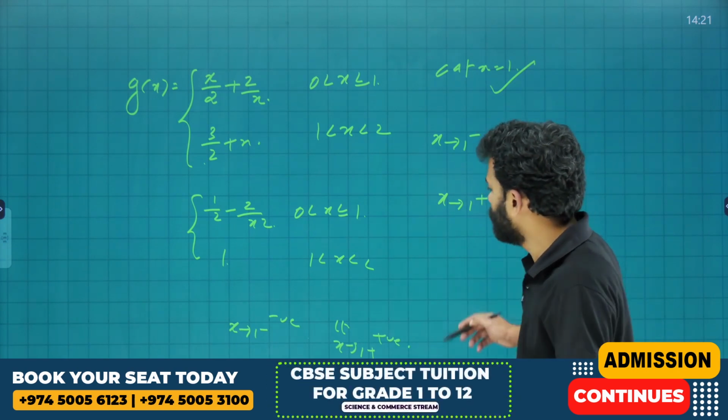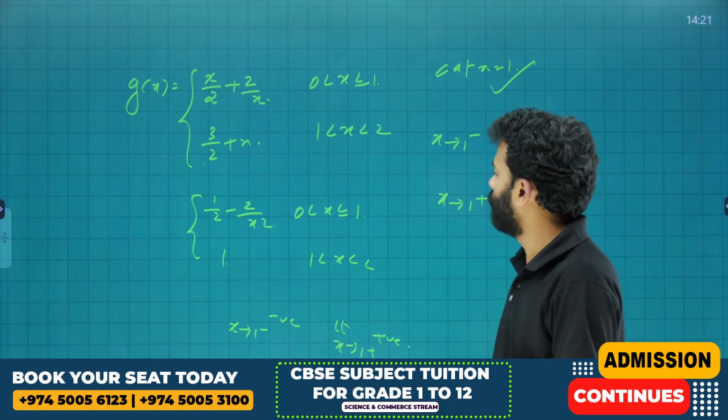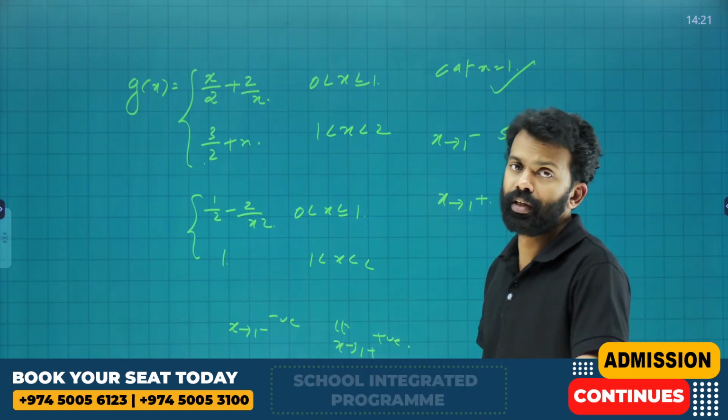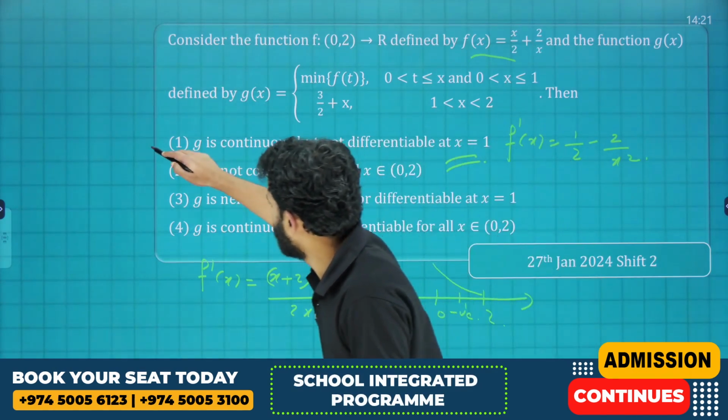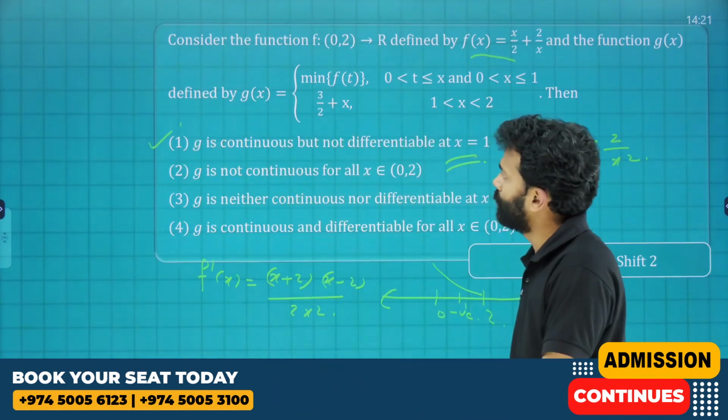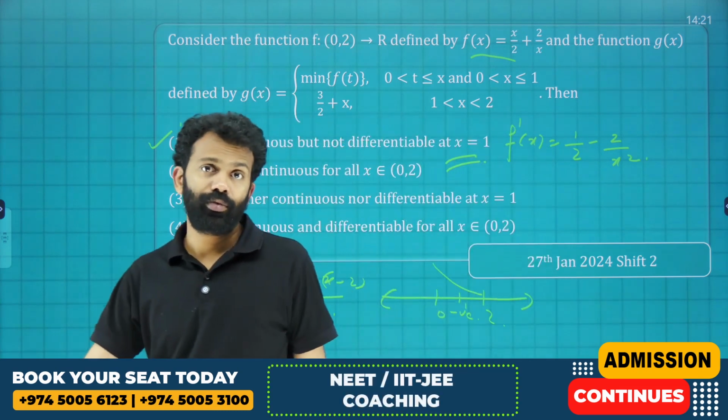Therefore the function is continuous at x is equal to 1 but not differentiable at x is equal to 1. Therefore, this is the correct answer. And from the first option itself, we got the correct one. Fortunately.